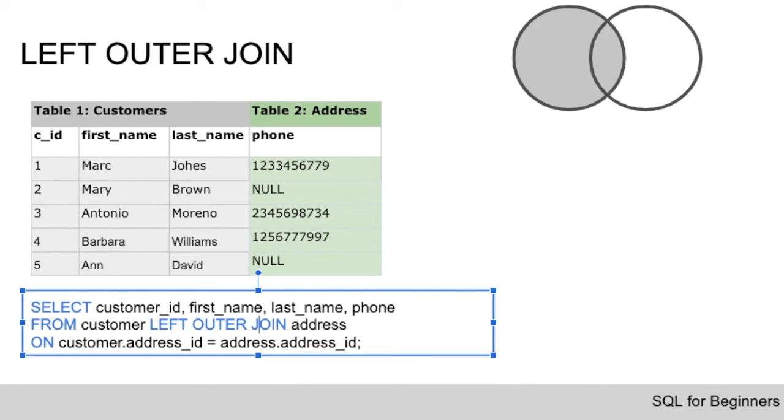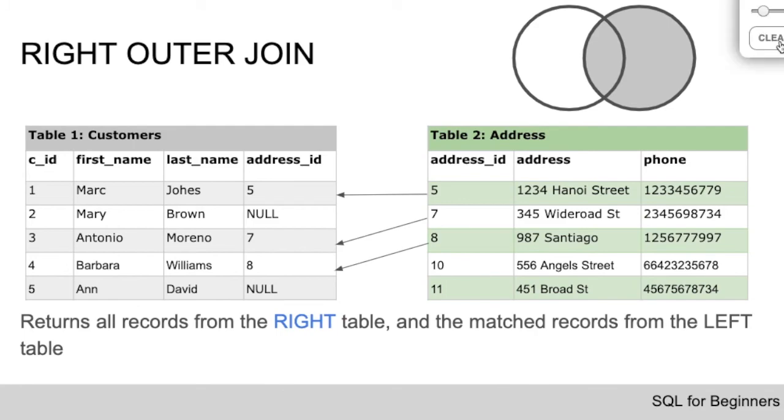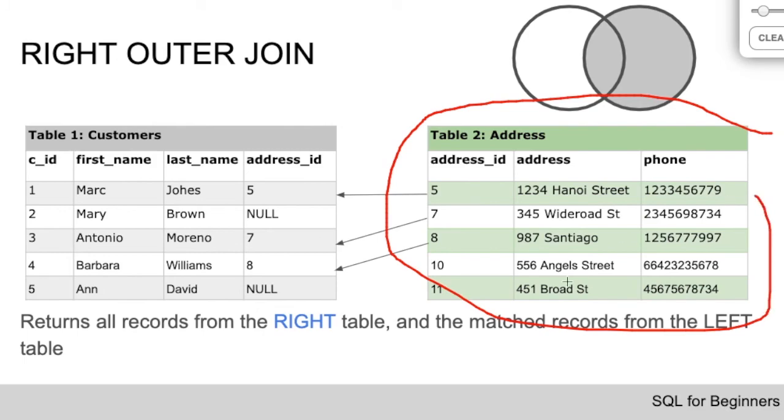And now let's move to the right outer join. Right outer join is similar to the left outer join. The only difference is that it returns all the rows from the right table and the matching records from the left table. So in this case, we will receive these 3 matching rows from the left table and all the records from the address table. So that's basically the difference.